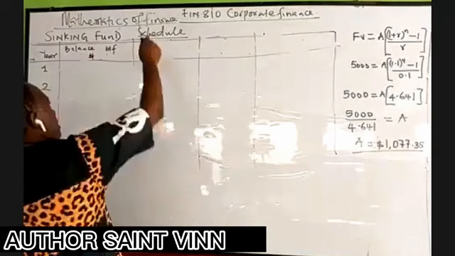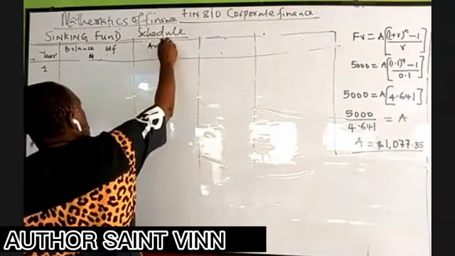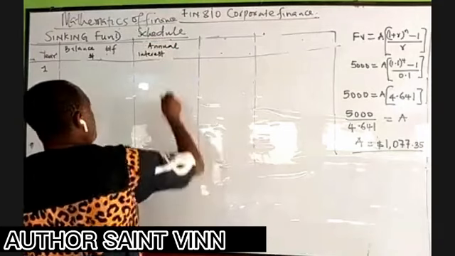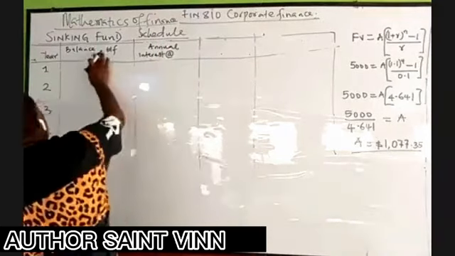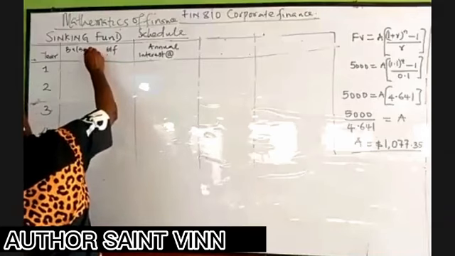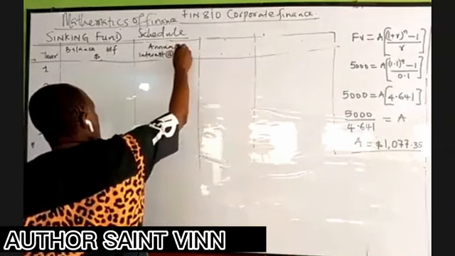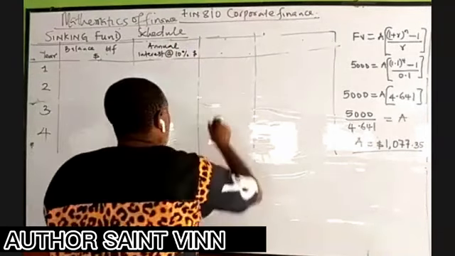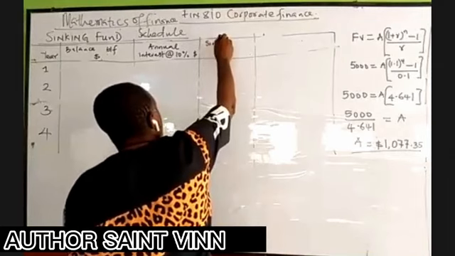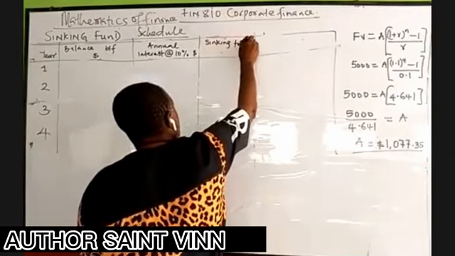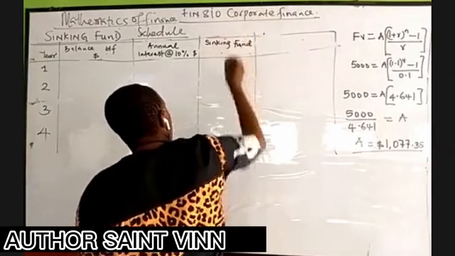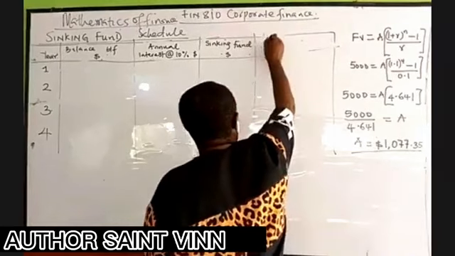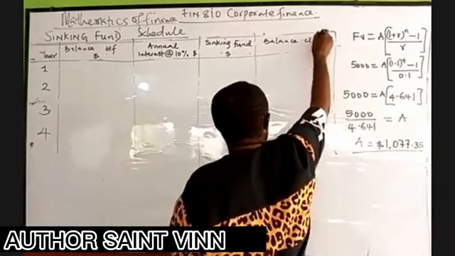The next one is annual interest, like we had before, annual interest at 10%. I have to use the nomenclature that the question has given you. And this is the sinking fund, the money we are putting aside. And this is the balance carried forward.